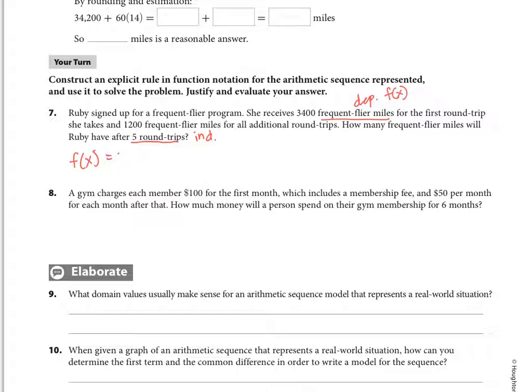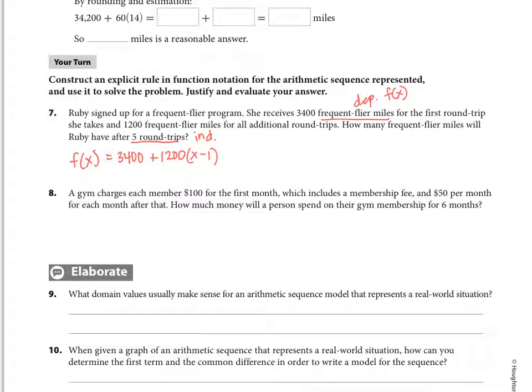we're starting off with 3,400, right? Because it says that's the amount for the first round trip. And then it's 1,200 frequent flyer miles for all additional ones. So I have to take that times, and I made a mistake. It actually has to be x minus 1, right? Because I used x at the beginning, I wrote f of x.